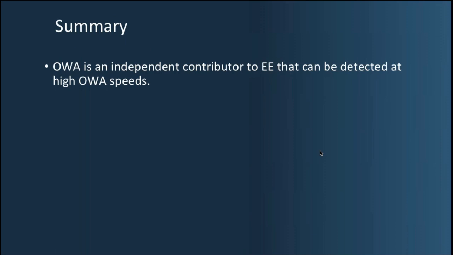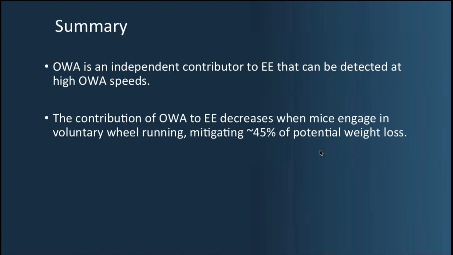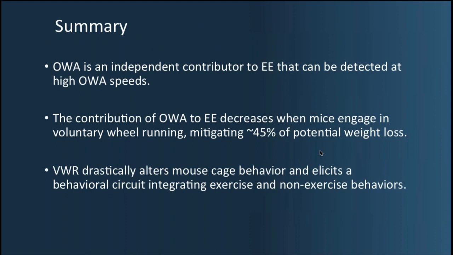And so to summarize this data, we found that off-wheel activity is indeed an independent contributor to energy expenditure, that it certainly can be detected at high off-wheel activity speeds. The contribution of off-wheel activity energy expenditure decreases when mice engage in wheel running, and this mitigates quite a lot of their potential weight loss, the effect on energy balance. And then finally, wheel running drastically changes mouse behavior, and not just their off-wheel activity distance. And it reveals what we believe to be a behavioral circuit that integrates exercise and non-exercise behaviors.